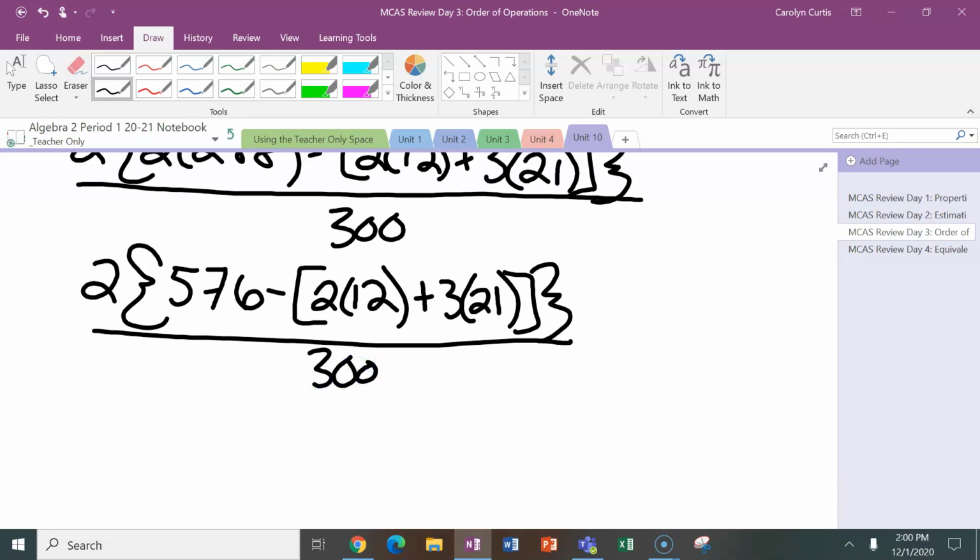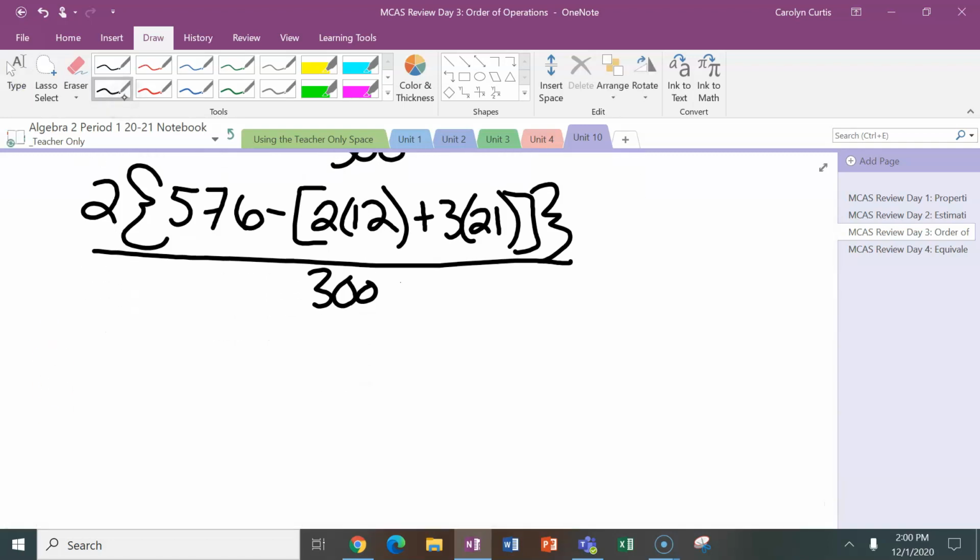Now I want to deal with my brackets. So I'm going to do that 2 times 12 and 3 times 21 so I can get rid of those bracket signs eventually. Once you deal with what's in the parentheses or complete the multiplication, you don't have to deal with the parentheses anymore.